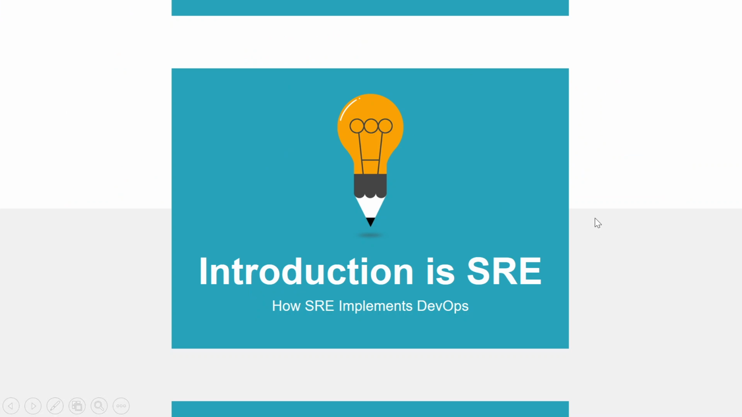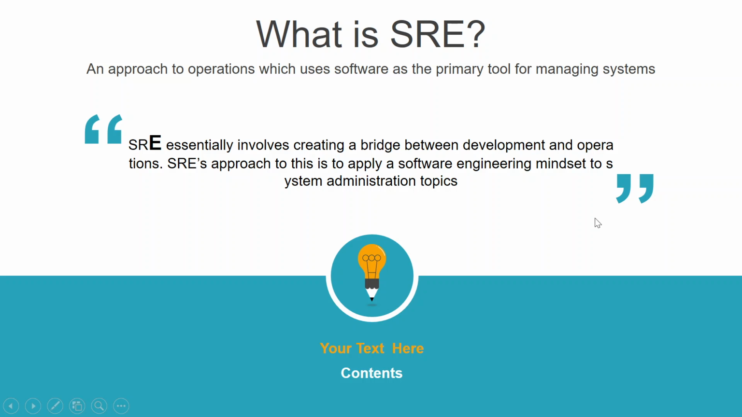Okay, let's start the first module, introduction to SRE: how SRE implements DevOps. The first thing is, what is SRE? SRE is an approach to operations which uses software as a primary tool for managing systems. SRE stands for Site Reliability Engineering. As an SRE, I need to take care of the reliability of my site in an engineering way. So SRE stands for engineering.